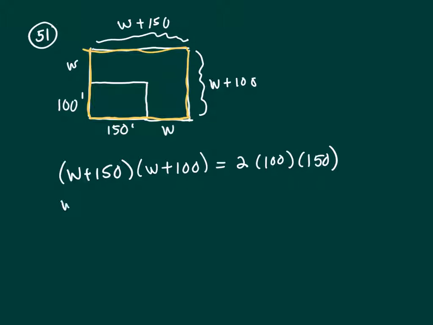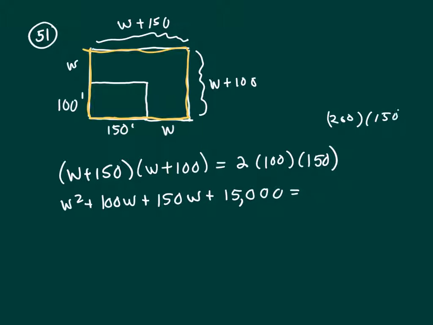So the left-hand side is W squared plus 100W plus 150W plus 15,000. And then the right-hand side is 2 times, however you want to do it, 2 times 100 is 200. And so 200 times 150, well, that's going to be a 30 with 3 more zeros, 30,000. So this is W squared plus 100W.